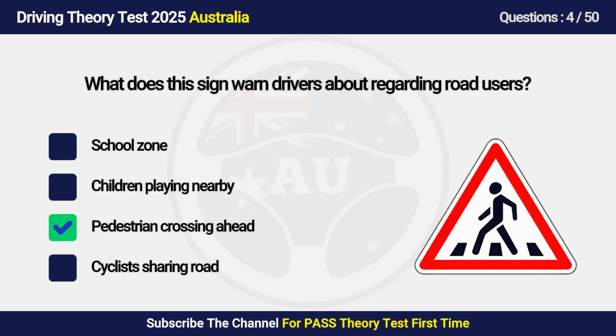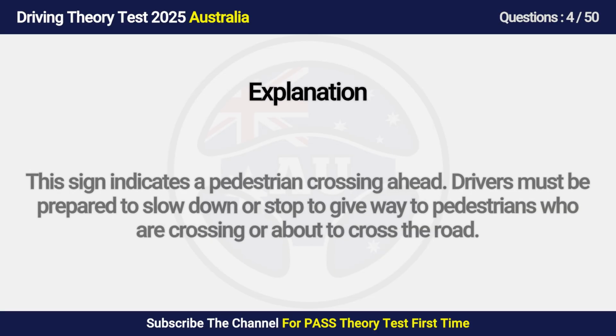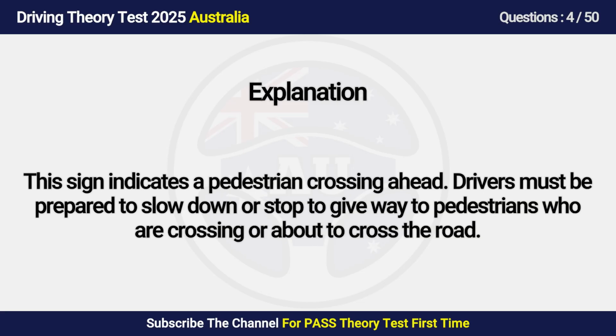Answer is C. Pedestrian crossing ahead. This sign indicates a pedestrian crossing ahead. Drivers must be prepared to slow down or stop to give way to pedestrians who are crossing or about to cross the road.